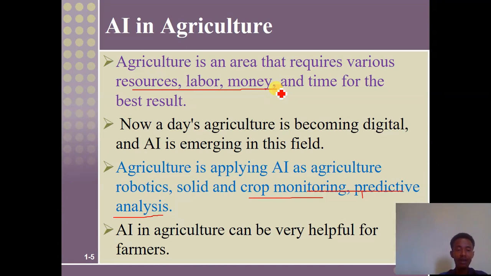It also needs a lot of resources. So in order to minimize and save human power and human energy, applying or using artificial intelligence is very important. And nowadays agriculture is digitized, which means it is supported by technology, and artificial intelligence is also emerging in this field.